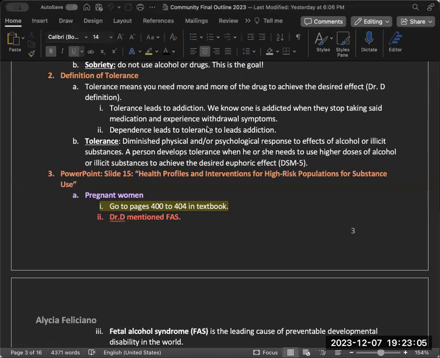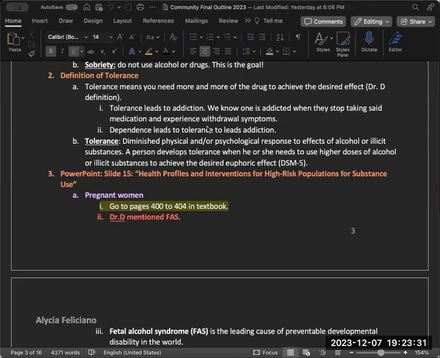withdrawal symptoms. So when we see those elevated vital signs, all of that, they're going to have so many symptoms that they're going to feel like they need the drug. So that's how we know they're addicted. So dependence leads to tolerance, which leads to addiction, and we can confirm that they're addicted when they stop taking the medication and experience withdrawal symptoms.